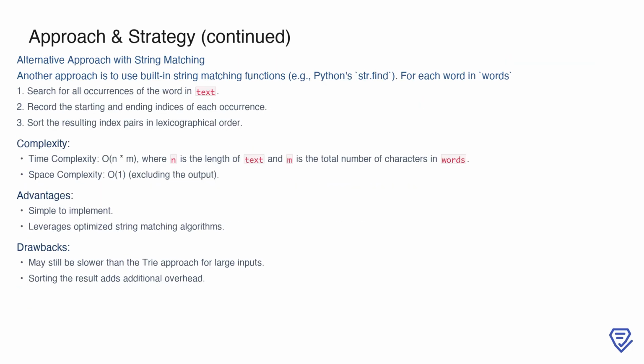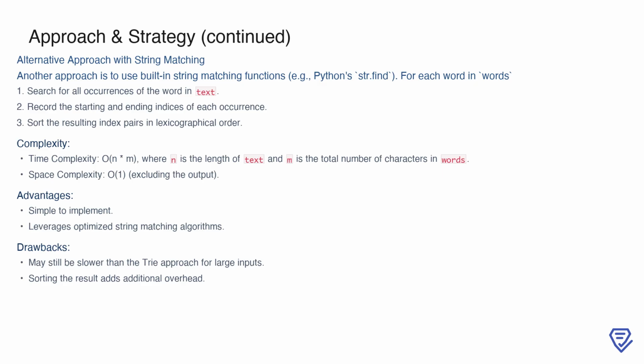Another alternative is to use built-in string matching functions, such as Python's str.find. For each word in the words list, we search for all its occurrences in the string text. Whenever a match is found, we record the starting and ending indices of the substring. Once all the matches have been collected, the resulting index pairs are sorted in lexicographical order. This approach is relatively simple to implement and leverages the optimization of built-in substring search algorithms.